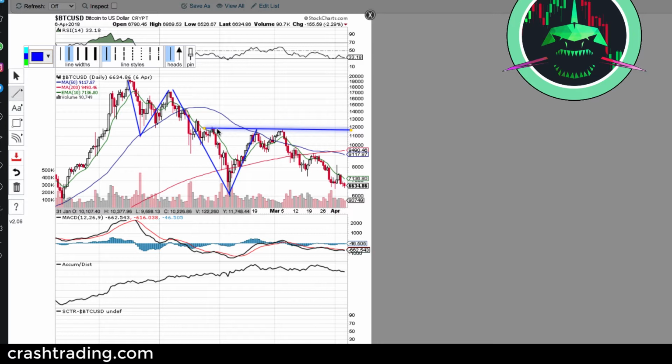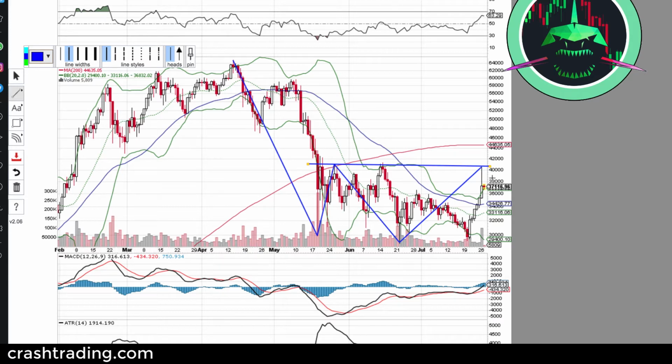But overall, when we're talking about humans, they don't really change that much, not emotionally at least. So you see this zigzag, zigzag, triple top there, zigzag, zigzag, triple top there. This is where the cool part comes in.